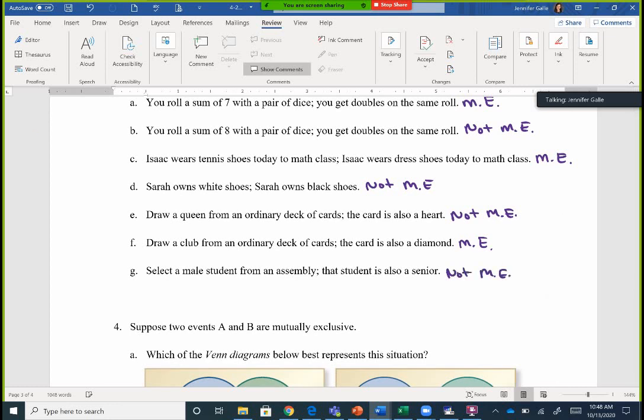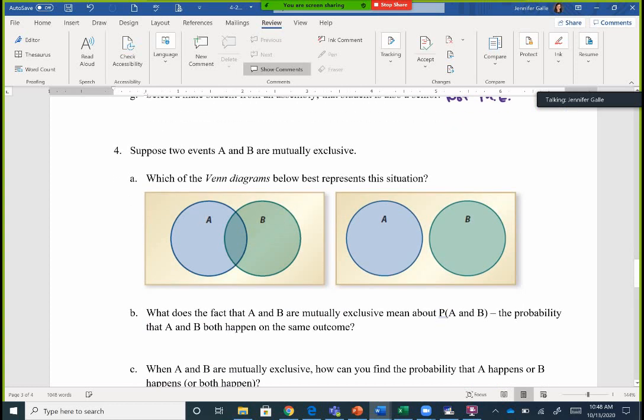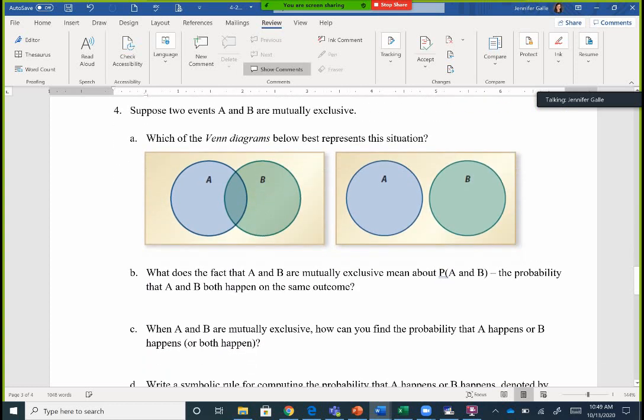Okay, so let's summarize here the difference between the two and how we handle them with the probabilities. We've seen both types today. So now let's see how we handle those and what we do when we do a probability with them. Suppose two events are mutually exclusive. Which of the diagrams below would represent the situation? Would they overlap or not? What do you think? If they are mutually exclusive, do they have anything in common? No. So that second diagram is going to best represent our situation.